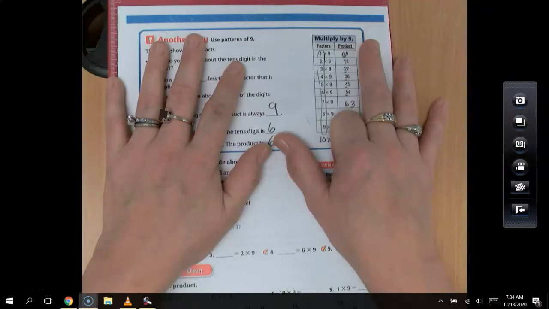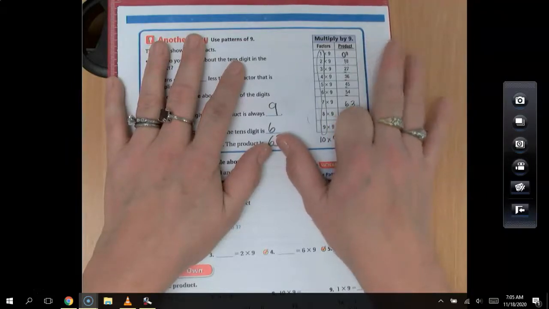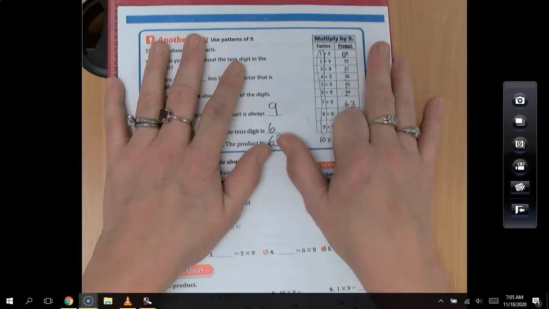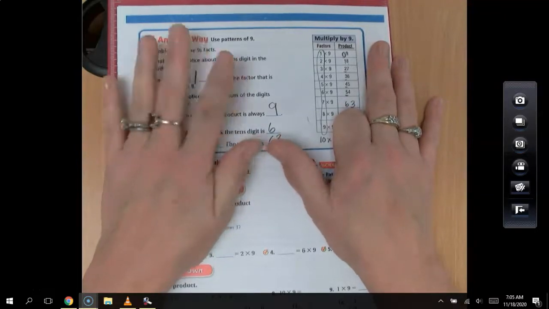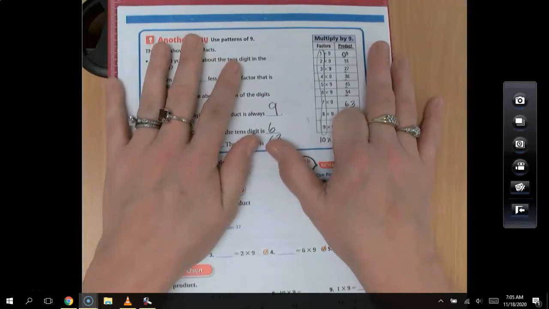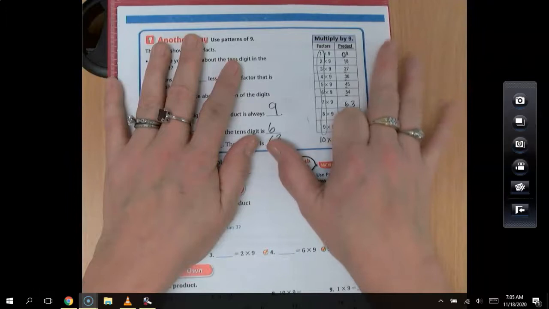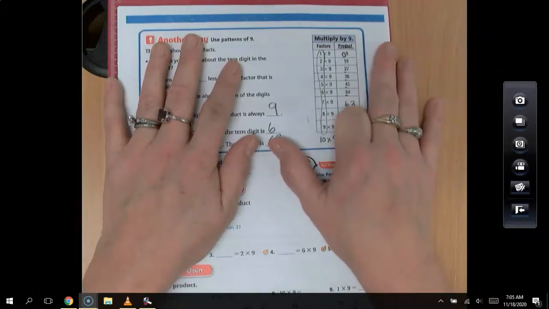How many fingers do I have up on the other side of my stop sign? Well, let's look. I have these fingers up on the other side of my stop sign. How many fingers are there? 3. So I have 6 fingers up on the left side of my stop sign and 3 fingers up on my right side of my stop sign. If I put those two numbers together, boys and girls, what do you get? 63. So 7 times 9 is 63. Do you see it?